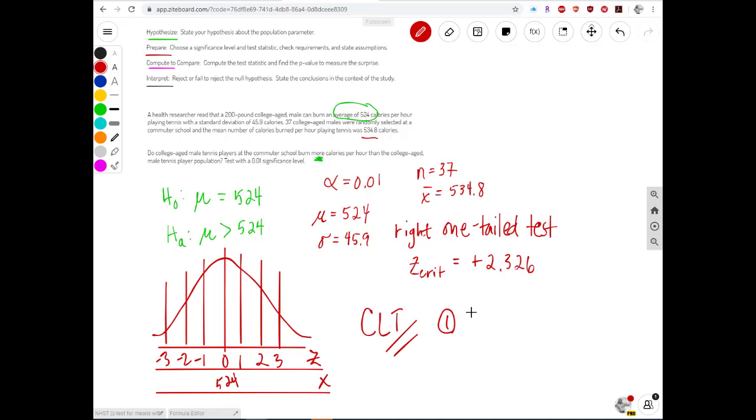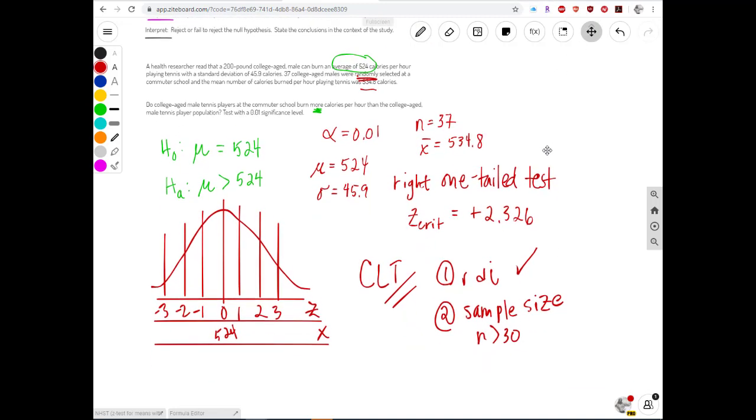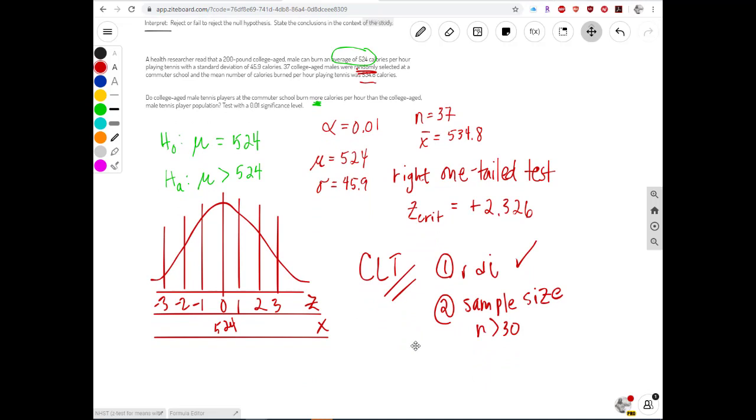The first condition is that the sample was randomly and independently selected. And I do have information about it being randomly selected right here. I don't have independence, RNI, but I'm going to go ahead and give it the benefit of the doubt. So we're going to say that condition is met. The second condition is a sample size condition. The sample size has to be bigger than 30. So we know that our sample size is 37, and 37 is greater than 30, so that checks out.